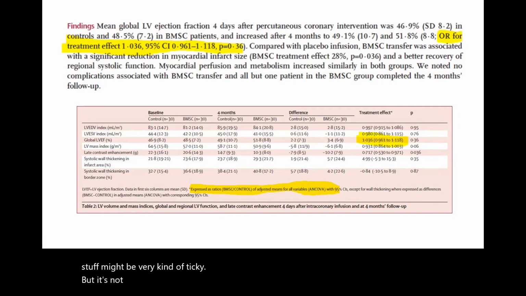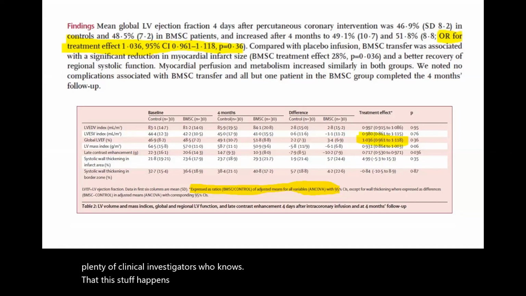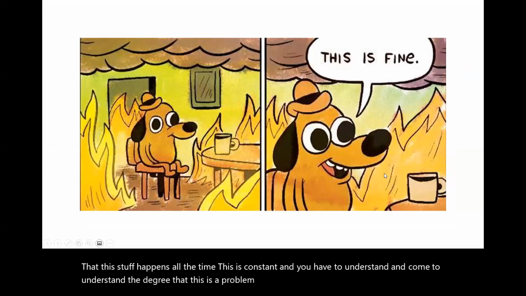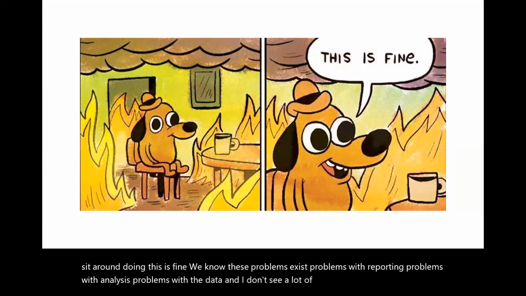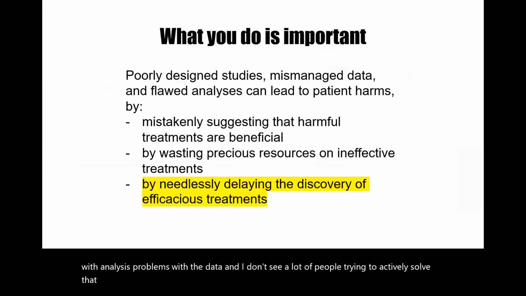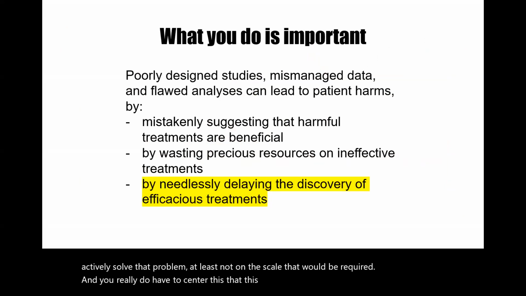It's wrong. And the key thing here, and the stuff that can frustrate statisticians and plenty of clinical investigators who know as well, is that this stuff happens all the time. This is constant. And you have to come to understand the degree that this is a problem in order to fix it. Because most of the time we just sit around doing this. This is fine. We know these problems exist, problems with the reporting, problems with analyses, problems with the data. And I don't see a lot of people trying to actively solve that problem, at least not on the scale that would be required. And you really do have to center this, that this research you're doing is important, right?